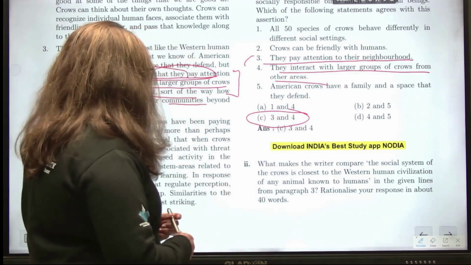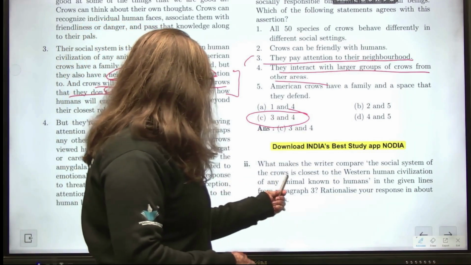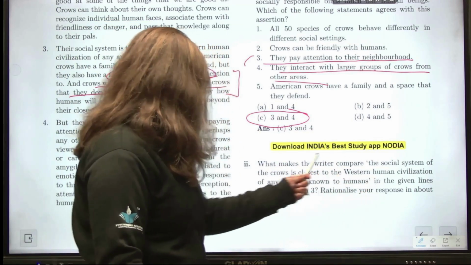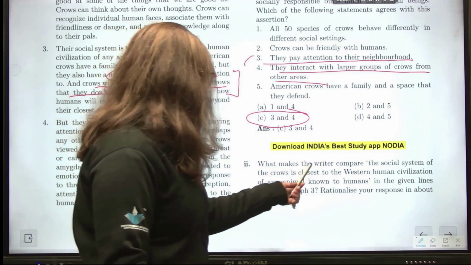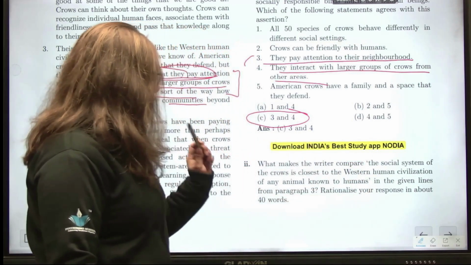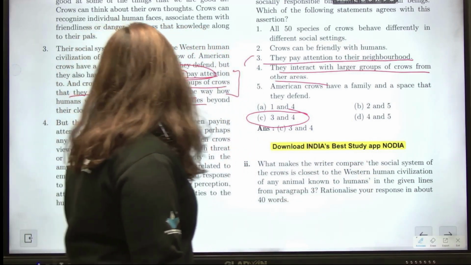Clear? What makes the writer compare the social system of the crow is closest to the Western human civilization of any animal known to humans in the given line from paragraph 3. Rationalize your response in about 40 words. तो इसका आंसर यहीं पे है.